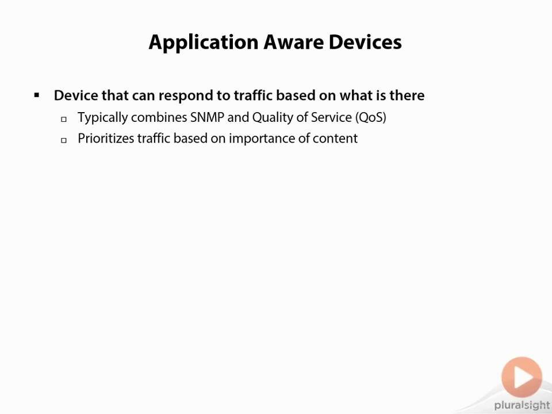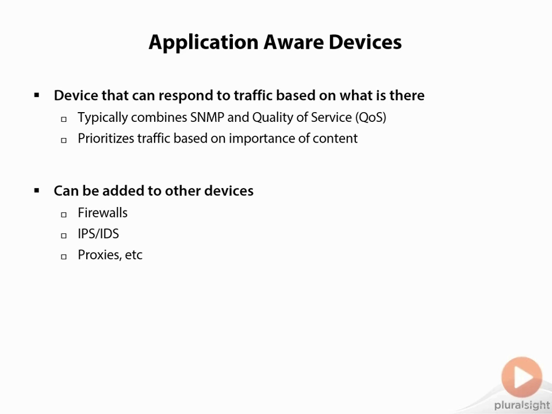And then lastly, we have application-aware devices. Application-aware devices is a device that can respond to traffic based upon what is there. So what does that mean? Well, it can respond differently depending upon the type of traffic that it encounters, and it will typically combine SNMP, or Simple Network Management Protocol, and some type of QoS, or quality of service. It will combine those, and it will prioritize traffic based upon the importance of that traffic or the value of the content. So it basically can give higher priority to certain types of traffic.